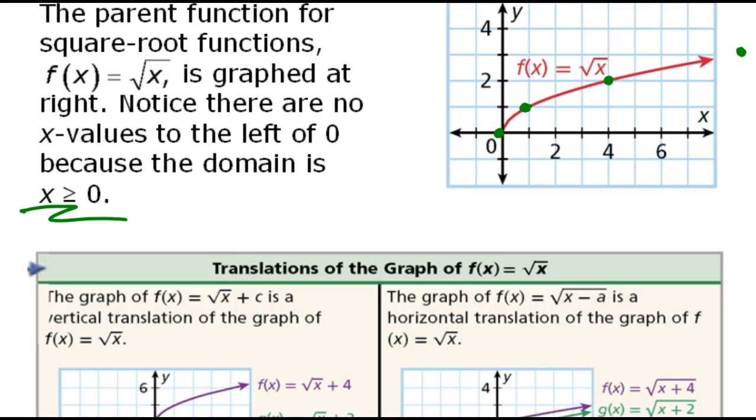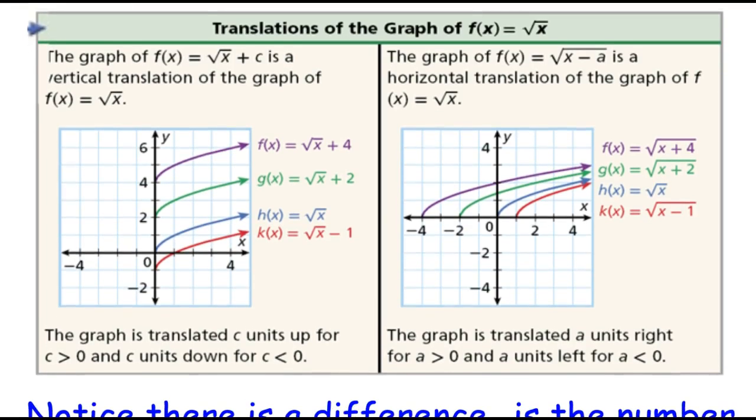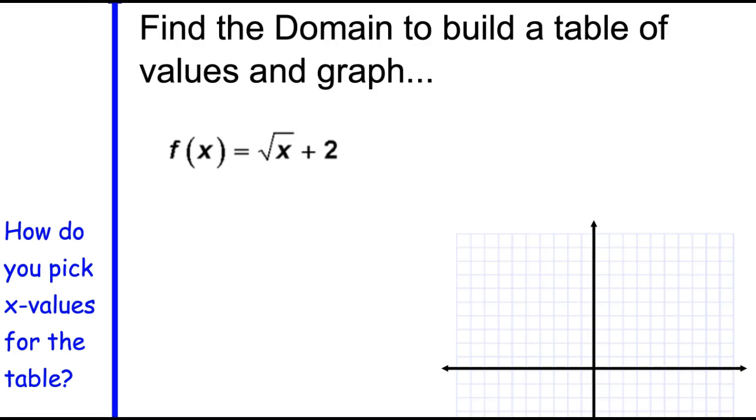Okay, so we're going to have to pay attention to the domain and the range. If you look at the translations here, again, this just reinforces that if it's adding inside the square root, it's grouped with x, and it's going to move it to the right and left. If it's outside the square root, it's actually with the y that moves it up and down.